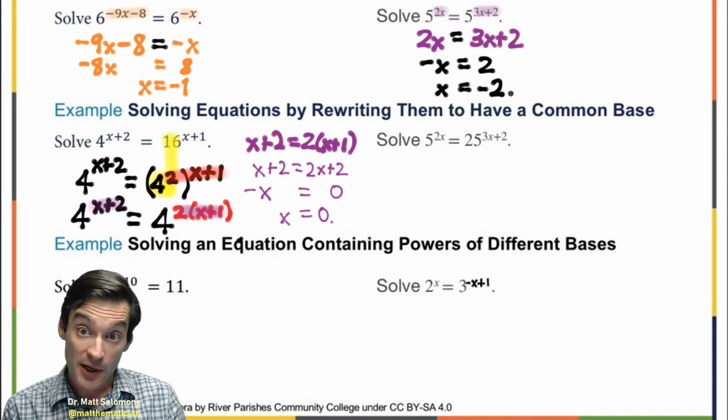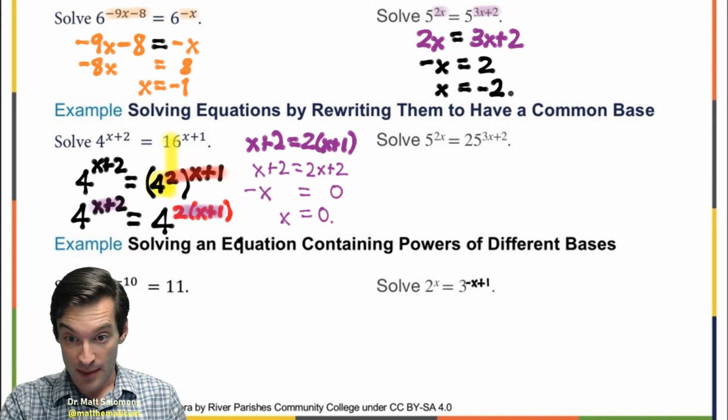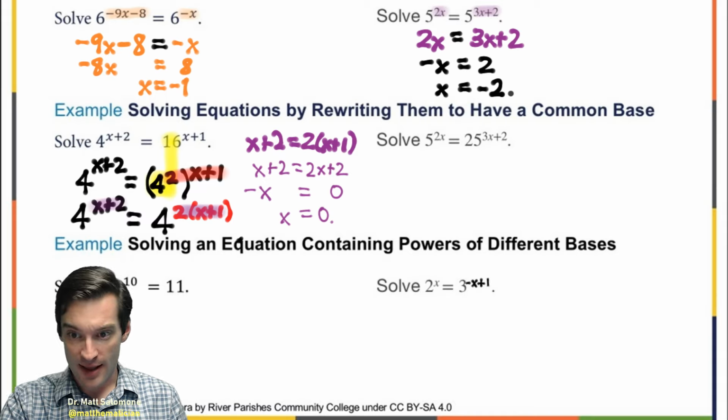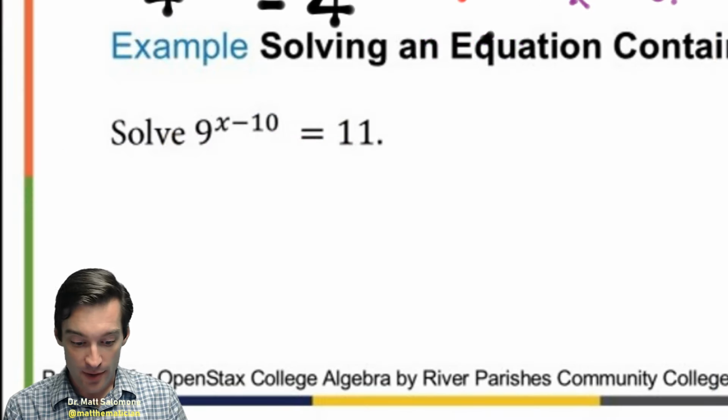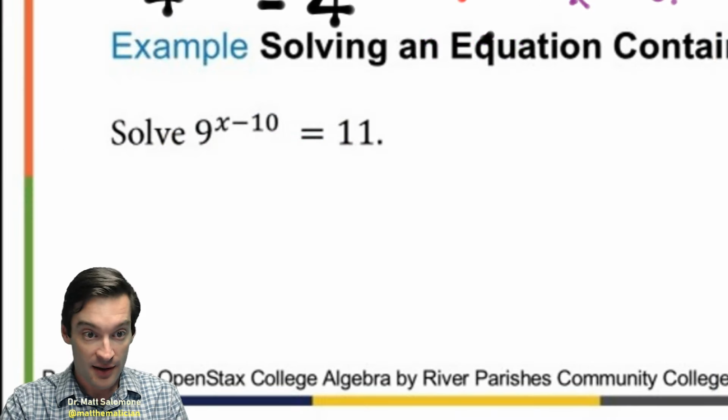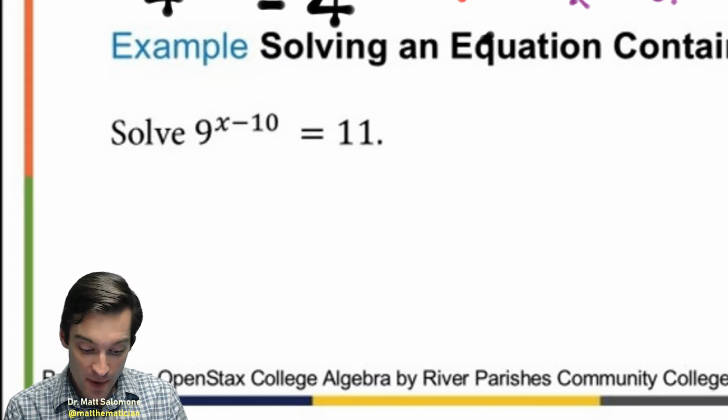In that example, we're going to need something a little bit more high-powered. So we're going to come back to that one in a moment. Before we do, let's look at the first of these last two examples, which is, what about this one? 9 to the power x minus 10 is equal to 11. Well, this is one that we already knew how to solve.